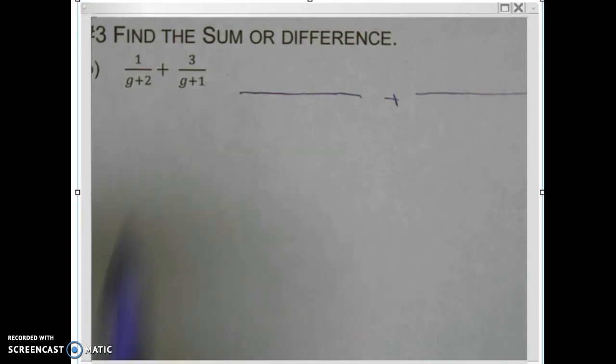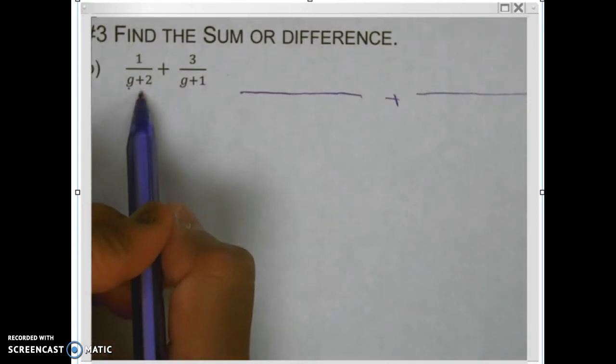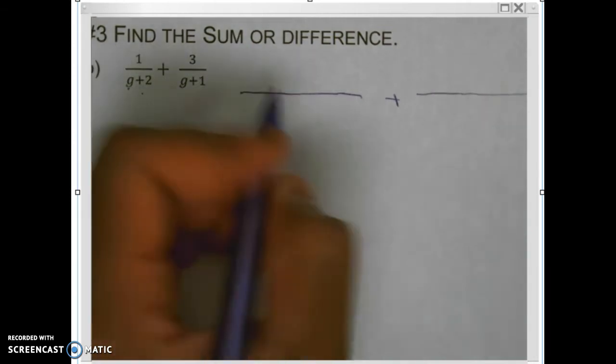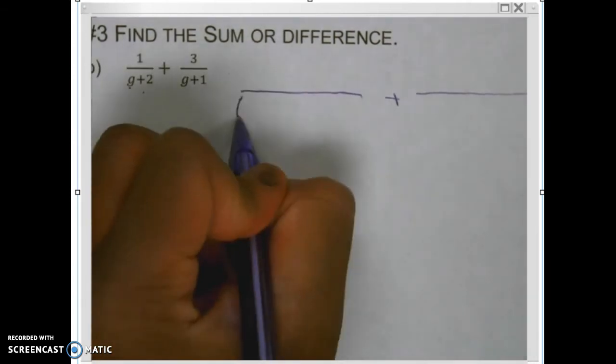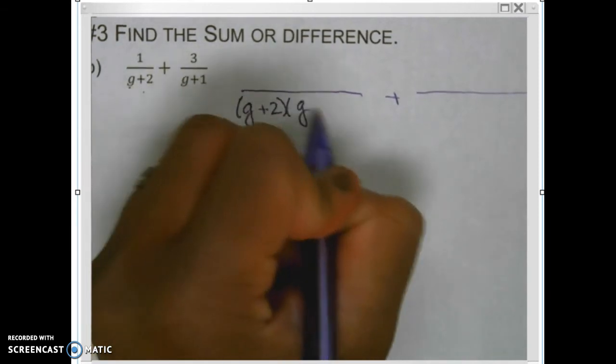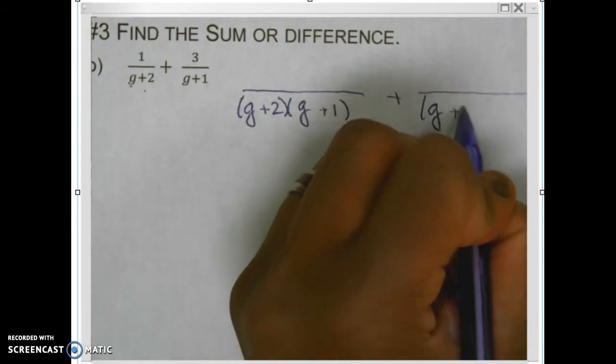I know what you're thinking. They both have a g. No one cares because this is g plus 2, this is g plus 1. Two completely different numbers. So, since they don't have anything in common, they are relatively prime. Little vocab for you. So I'm just going to write them side by side. Nothing I can do.